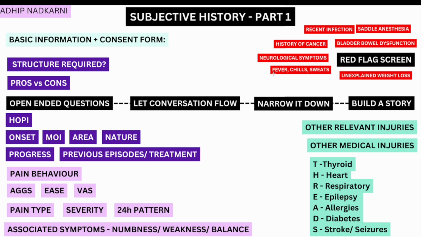And I always like to club this with other relevant injuries, because in keeping with the themes of biomechanics, we know that a knee injury can affect the joints above or below it, and vice versa, right? So it's a very important part of subjective history that needs to be looked at. So that was the main information that I wanted to cover in this video.